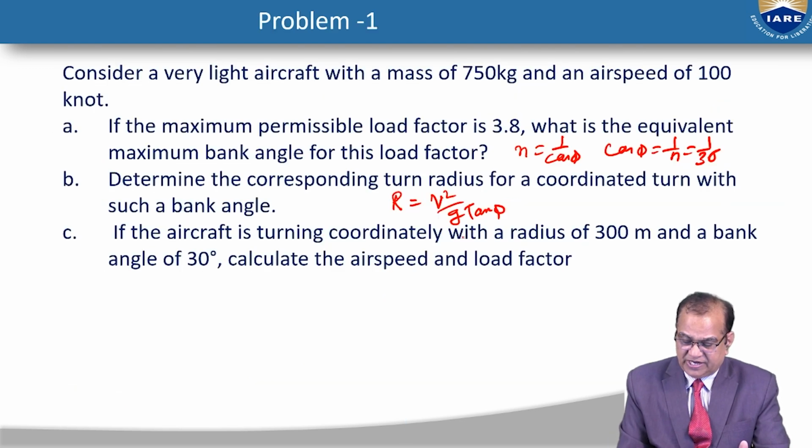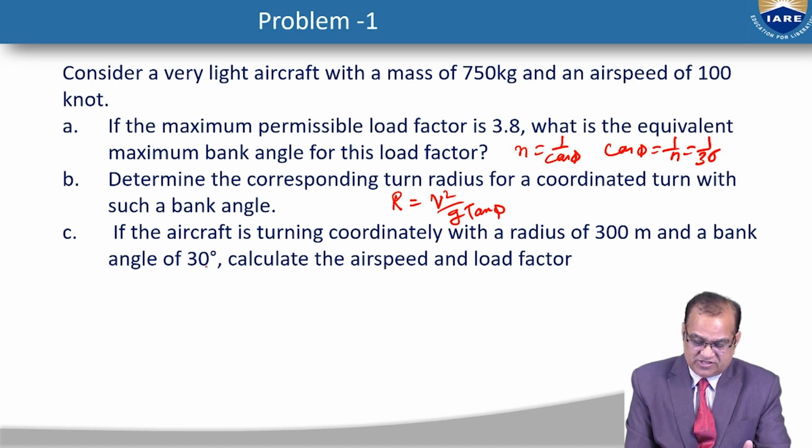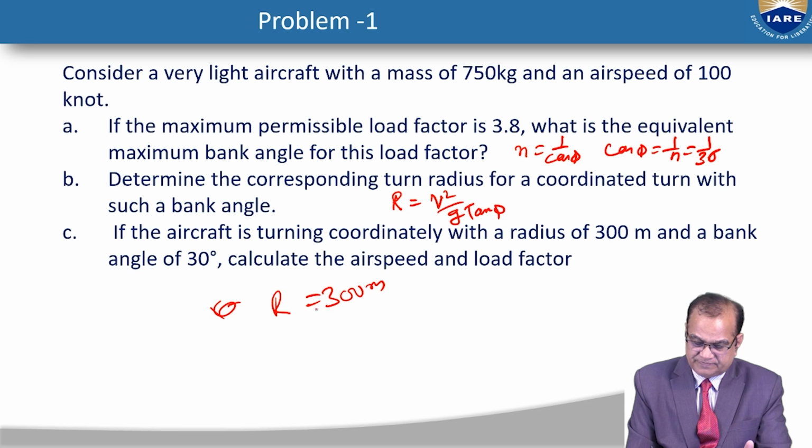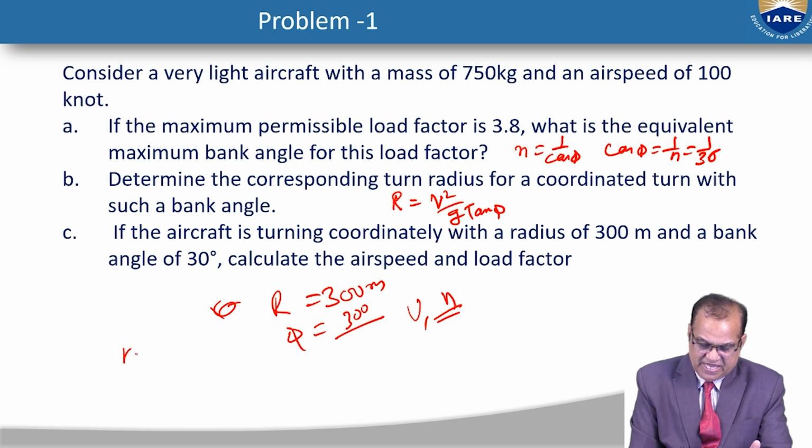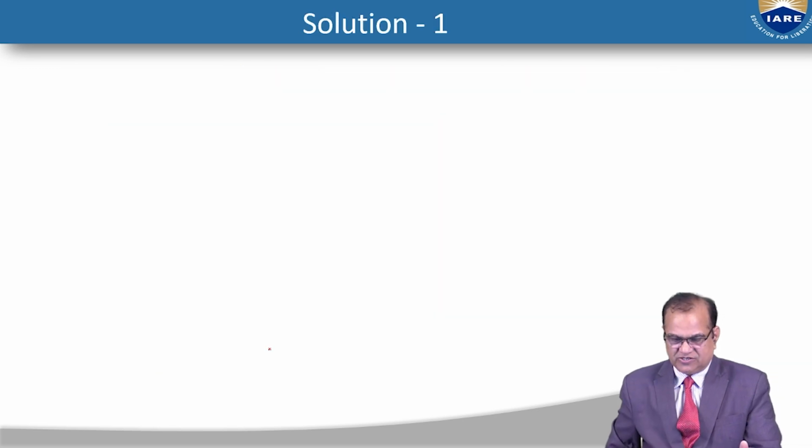If the aircraft is turning coordinately with the radius r and the bank angle 30 degrees, calculate the airspeed and the load factor. So here r is given as 300 meters and phi is 30 degrees. Find the V and n. So n is equal to 1 by cos phi, 1 by cos 30. So this you will get. So we will just solve it.